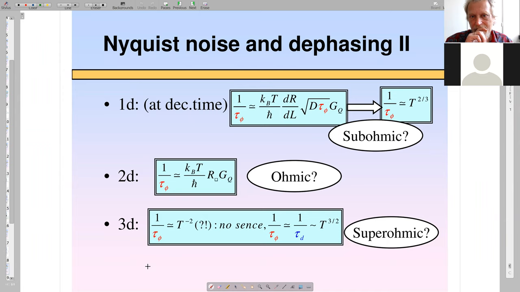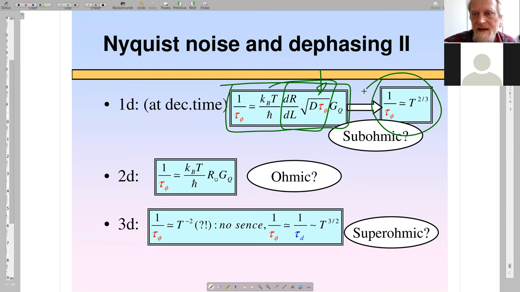We do it for one dimension. So here I substituted the resistance, here the length. I have an equation to solve. The result gives me 1/tau_phi proportional to the temperature to the power 2/3. It's actually subohmic, but one has to go to very low temperatures to figure that out. As to 2D, well, it's ohmic, so the dephasing rate is proportional to temperature with a small coefficient, which is the sheet resistance of the system in units of the conductance quantum.